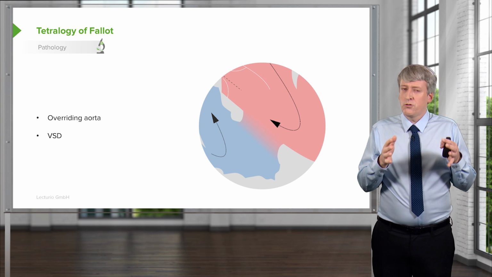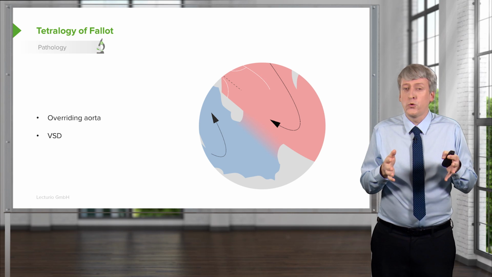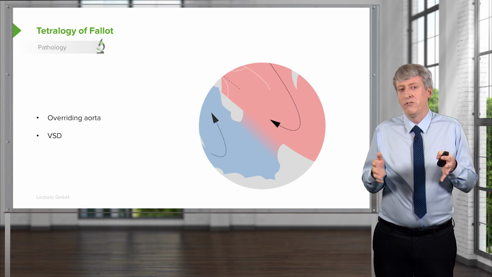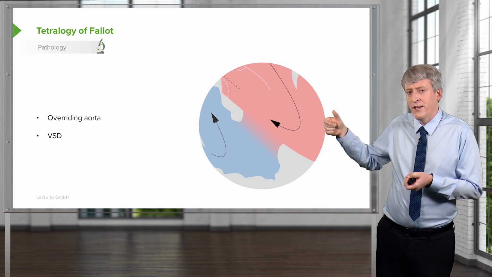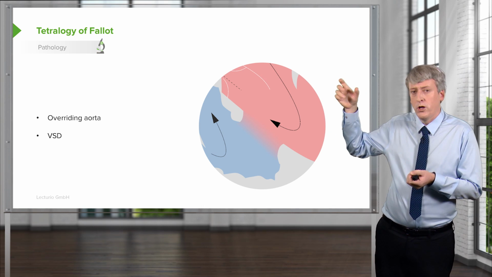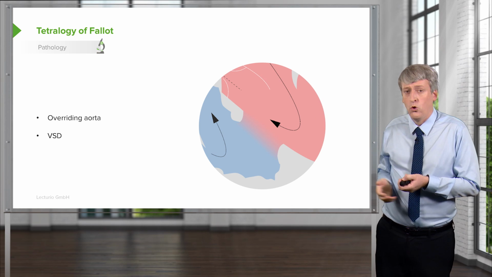So when you hear tetralogy, it's not really true. Maybe you could call it a trilogy of Fallot because you couldn't really have an overriding aorta without a VSD. If you imagine, how could the aorta ride over both ventricles unless there was a hole between them?